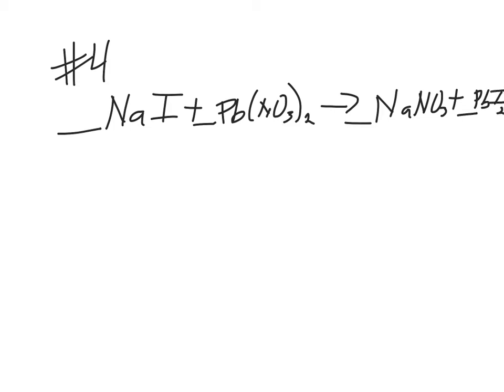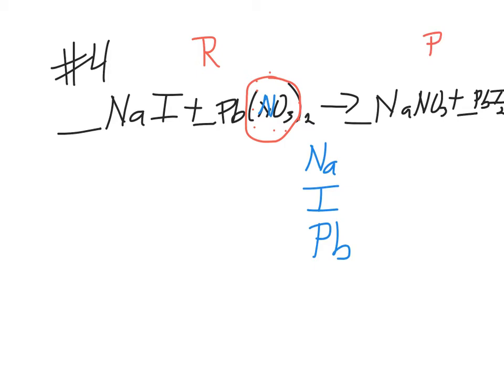Okay, so now remember, make your little list. Let's go ahead and make a list of what we have. We have sodium, we have iodine, we have lead. Now look at this. This right here is a polyatomic ion. If you have it on the reactant side and on the product side, you have the same polyatomic ion.